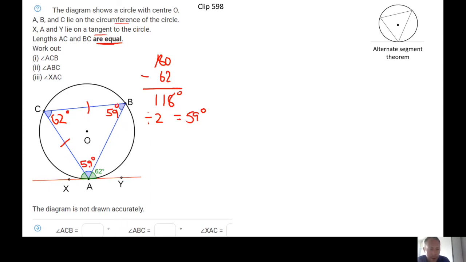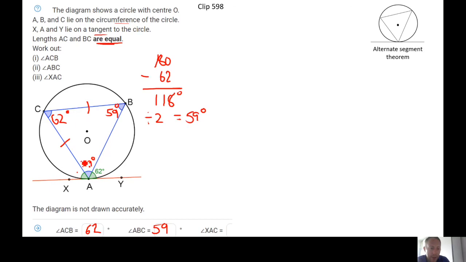So let's have a look what we need to find. ACB. Well, we've done that one, 62. And then ABC, 59. We've already done that one. And XAC. Right, we need to find this one.